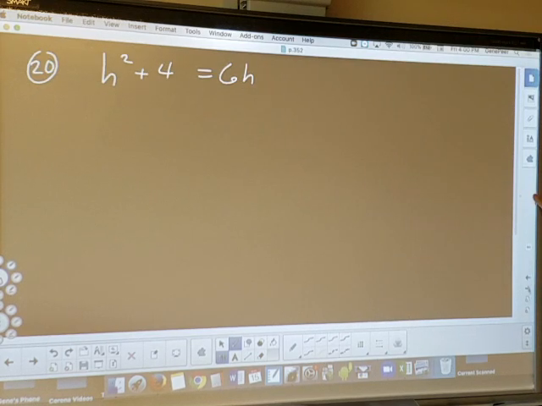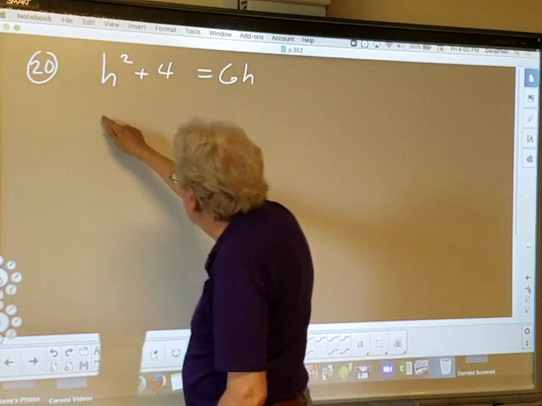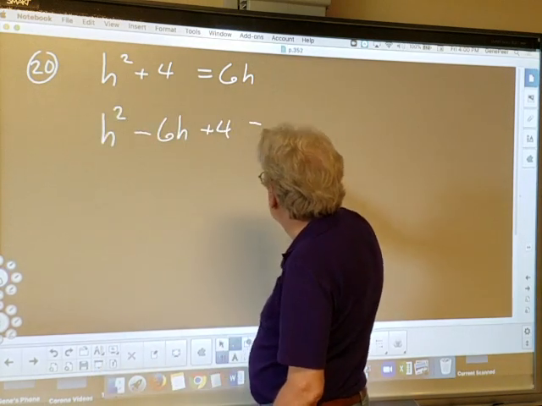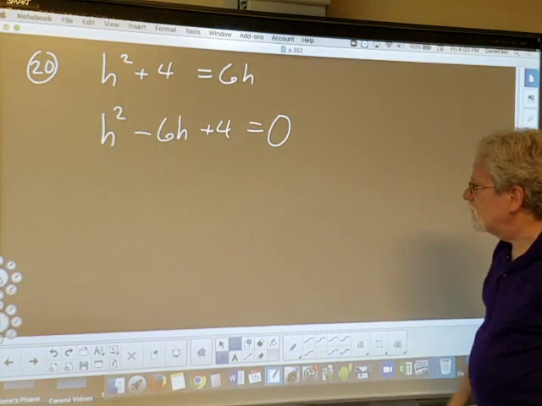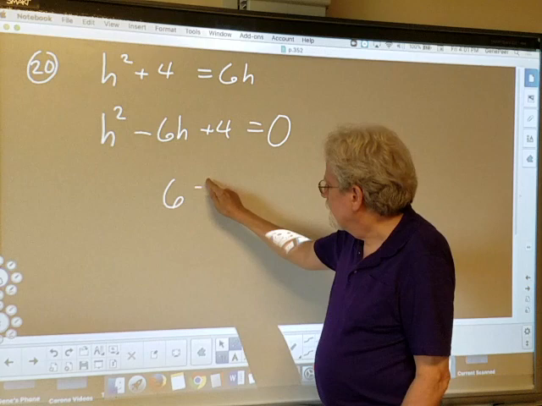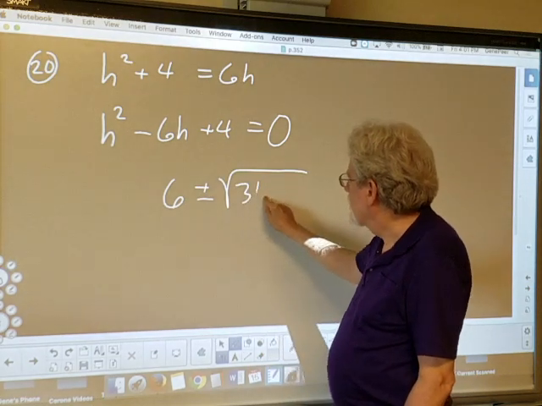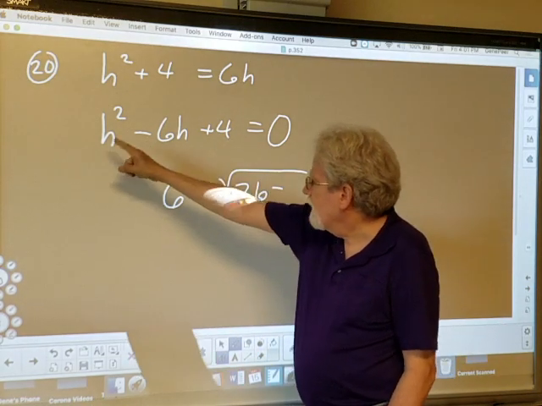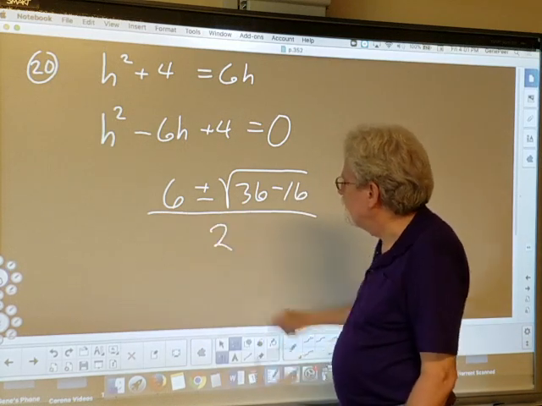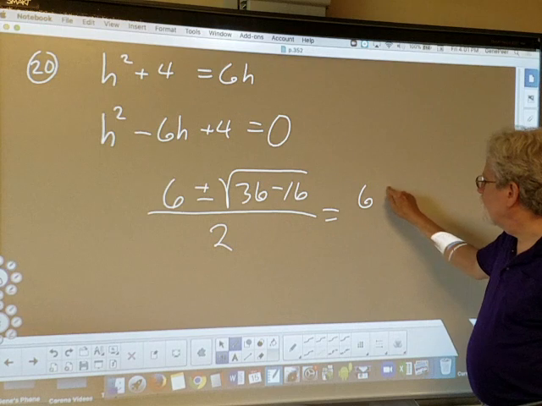Number 20, getting close to the end. Again, we've got to rewrite this as h squared minus 6h plus 4 equals 0. And then we dive in. Inverse b, that's positive 6 plus or minus square root of b squared minus 4 times a times c, that'll be minus 16, all over 2 times 1. And we have 6. We could do this in our sleep.